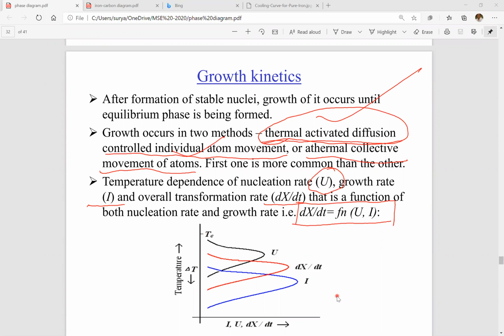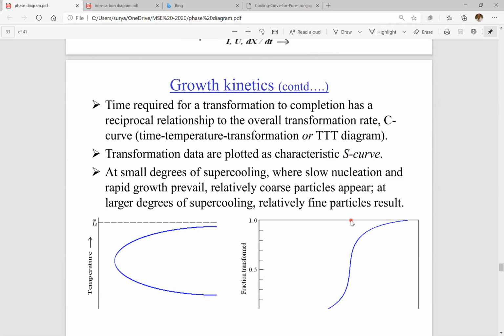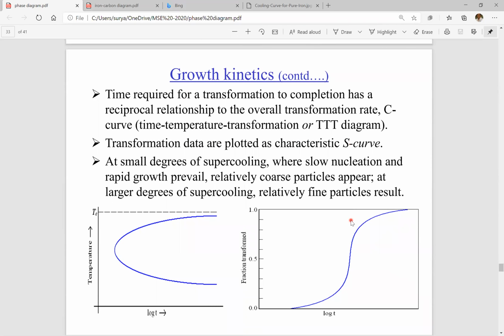Then we will move to the second topic, growth kinetics. I'll clear all drawings. The growth kinetics is that the time required for a transformation to complete has a reciprocal relationship to the overall transformation rate. There is a reciprocal, or inverse, relationship between the time and the transformation.